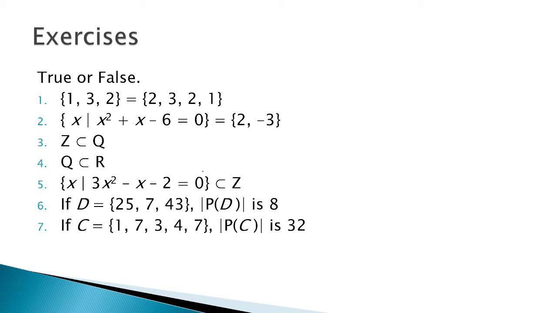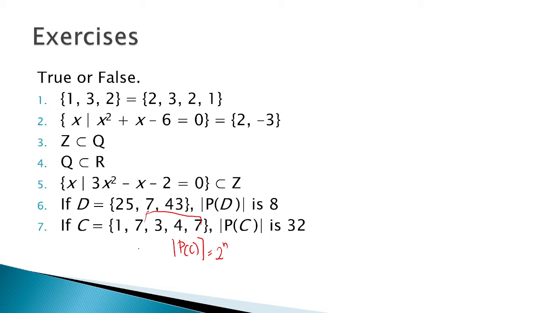And lastly, number 7. Our C is {1, 7, 3, 4, 7}. The cardinality of the power set of C is 32. So again, our solution for this one is just 2 raised to n. So that is the cardinality of your power set C. Now, how many elements do we have? At first glance, we might get confused because what we can see is 1, 2, 3, 4, 5. But we noticed that 7 occurred twice.